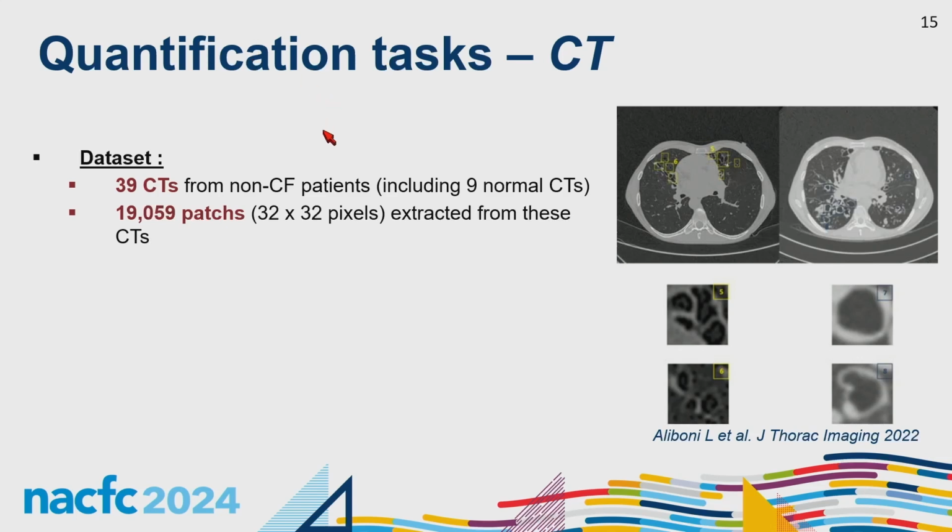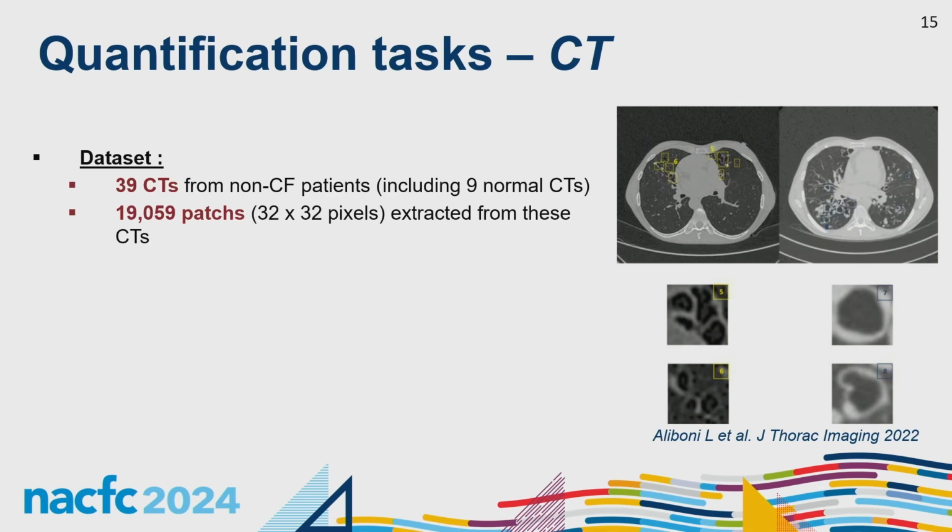We can also use AI to do quantification, and we are going to see some examples of AI tools for quantification on chest CT. When you think quantification, chest CT, and cystic fibrosis, the first thing you want to quantify is the bronchiectasis. So this is a first paper published in 2022, which shows how to quantify bronchiectasis on CT images.